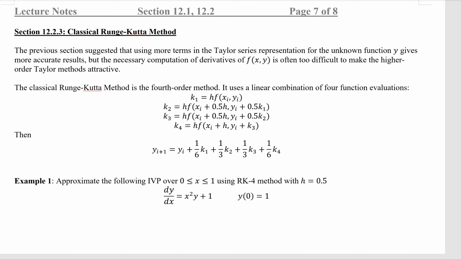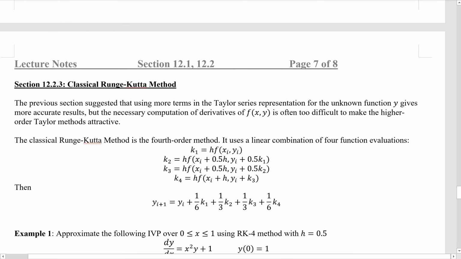Hi everyone! Today, let's talk about section 12.2, Classical Runge-Kutta method. The previous session suggested using more terms in the Taylor series representation for the unknown function y to give more accurate results. But the necessary computation of derivatives of f is often too difficult to make a higher order Taylor method attractive. Right? Do you remember last time?